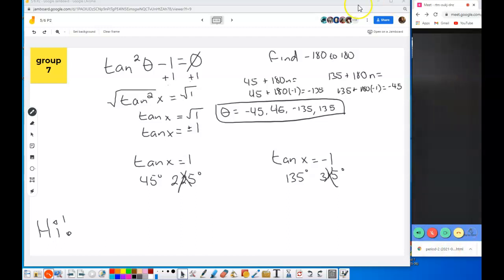Will we have to use the unit circle for this one? Yes. Okay. So, yeah. Oh, wait. Sorry. No. These are verifying problems, not solving. My bad. My brain was stuck on solving.